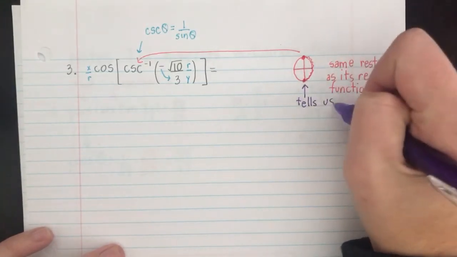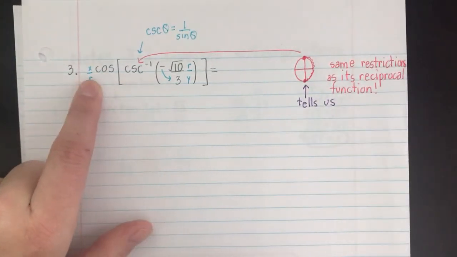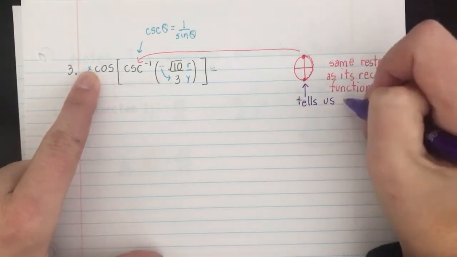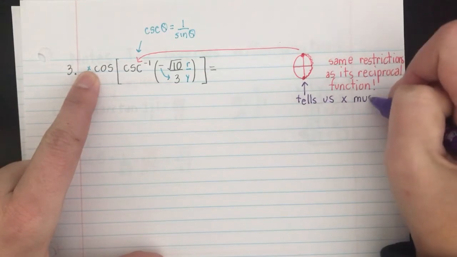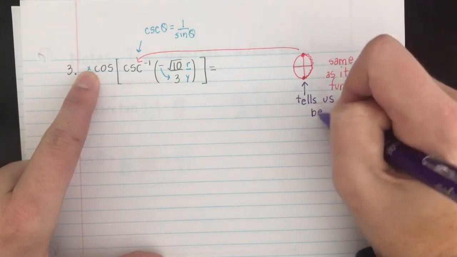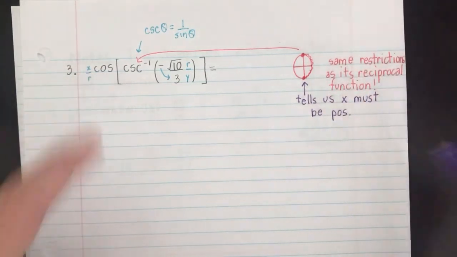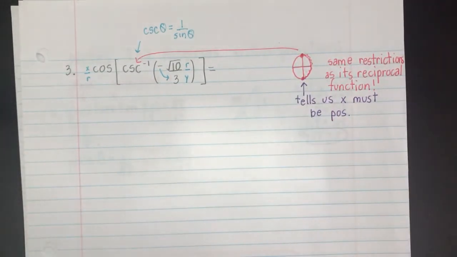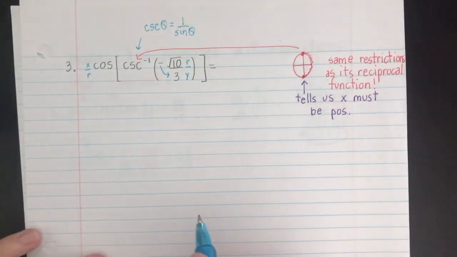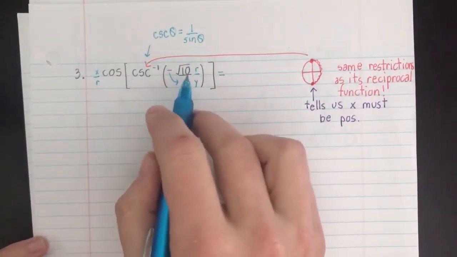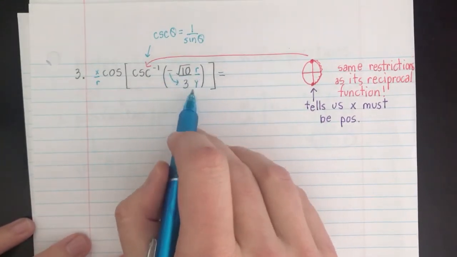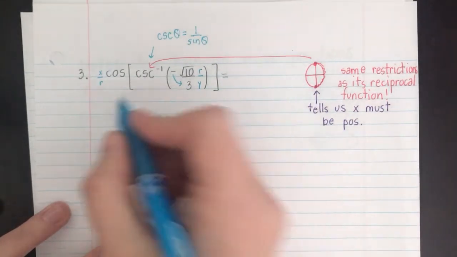Remember what we don't know. We don't know x. So this clearly tells us that x must be positive. Look at the restrictions. All my x values here will be positive. So it tells us x must be positive. Okay, so let's see where that leads us. So now we need to do our right triangle trig. Let's label our right triangle. So y is negative. Remember that negative can't belong to the r. It's got to belong to the y.